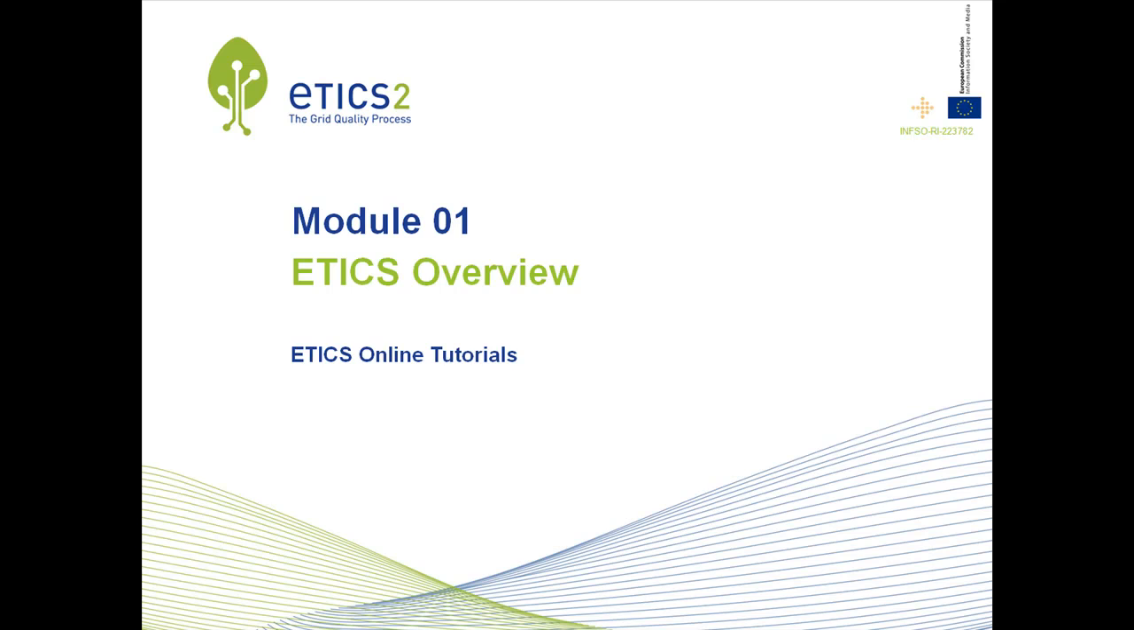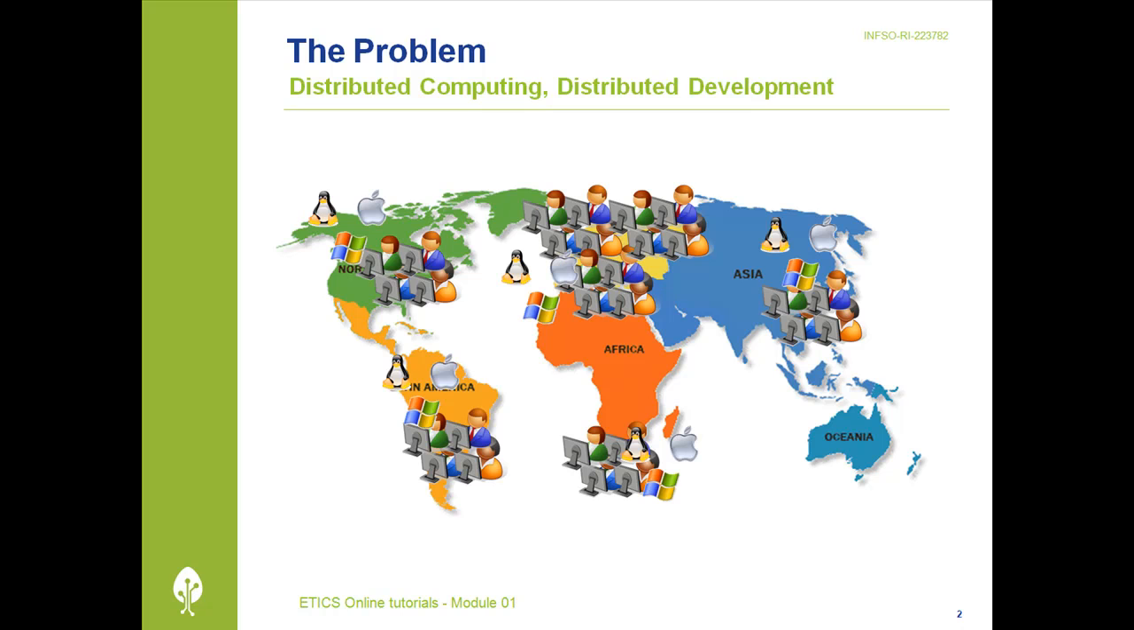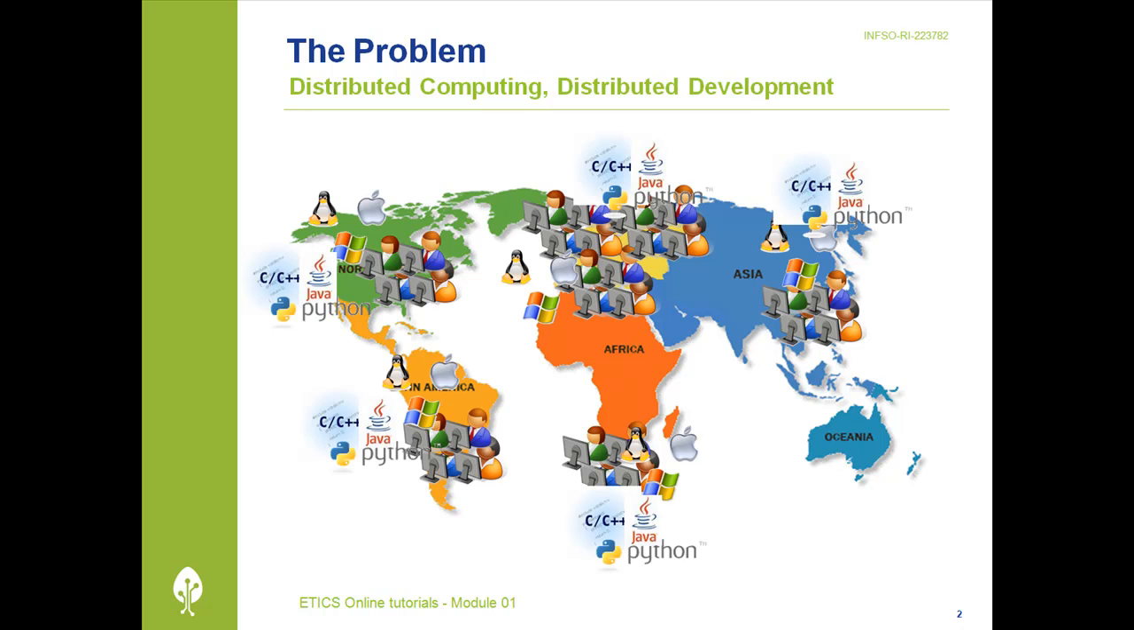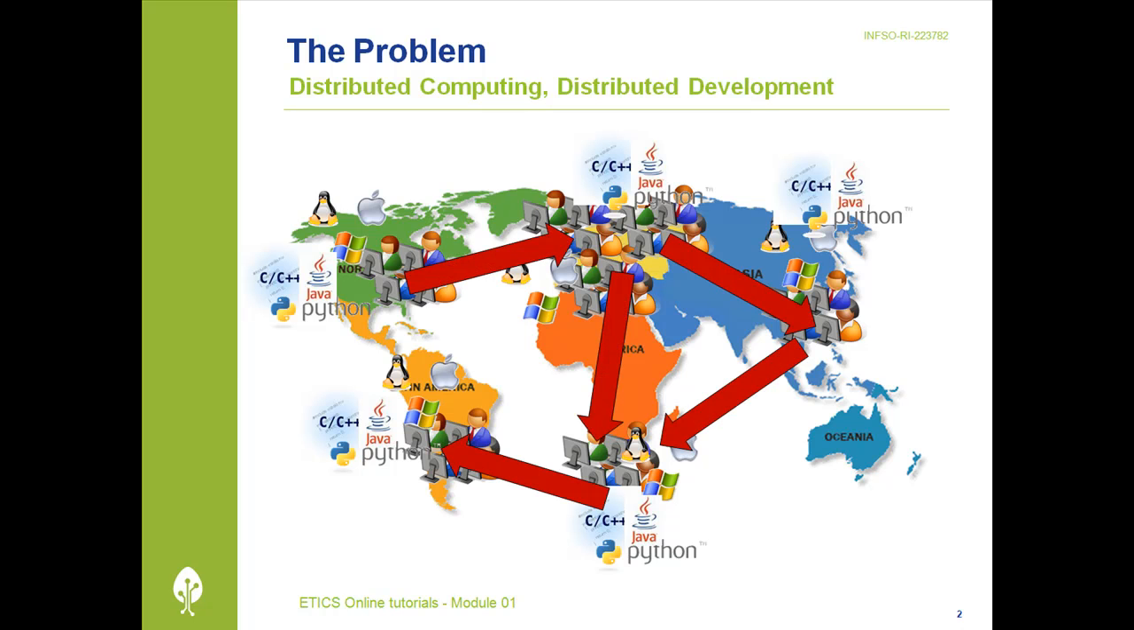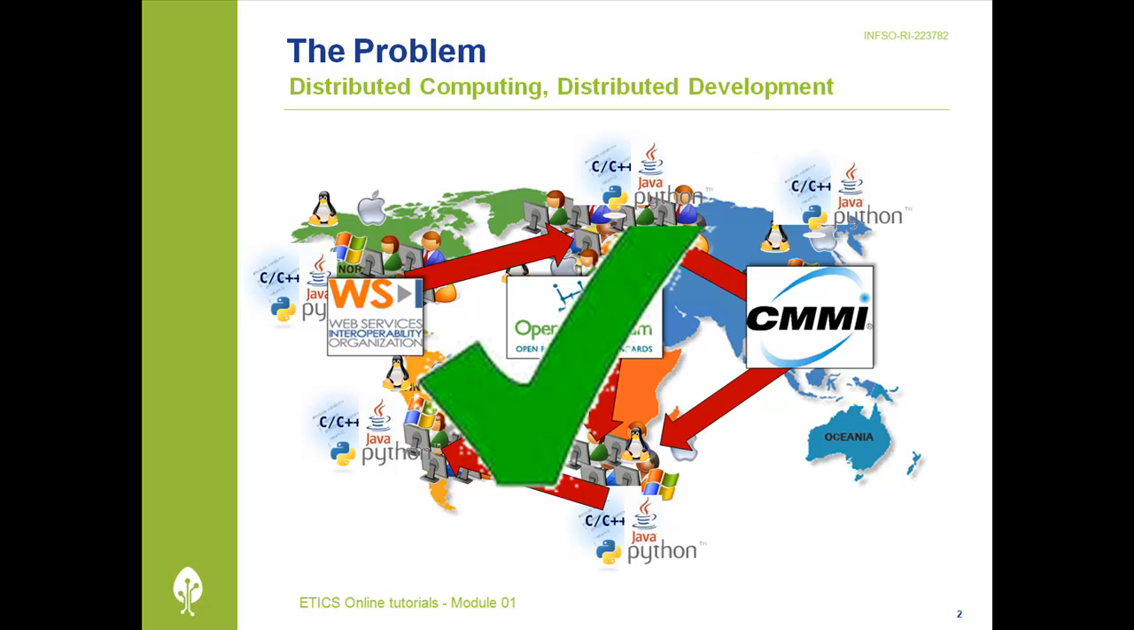Module 1, ETICS Overview. Distributed computing almost always requires distributed development. The development teams are often geographically spread and have different technical backgrounds and skills, using different operating systems and programming languages. The services deployed in the distributed infrastructures have to talk to each other using agreed interfaces. They have to adhere to existing standards and comply with software development processes. Tests also have to be done and passed along the entire process.